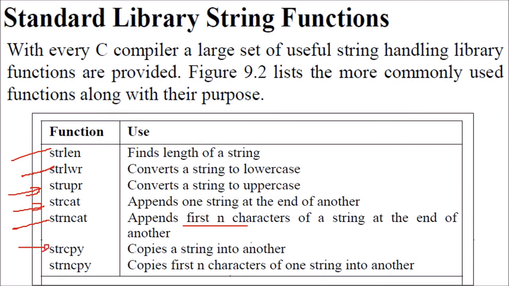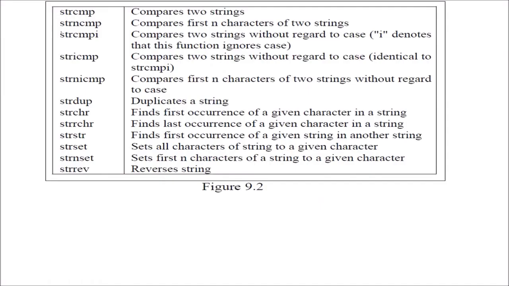strcpy is copying a string into another. strncpy is copying the first n characters of one string into another. This is compare. So you compare two strings. strncmp compares the first n characters of two strings. strcmpi, stricmp, strnicmp: in these the i means ignore. stricmp compares two strings without regard to case, identical to this one. strnicmp, where n has come, compares the first n characters of two strings without regard of the case.